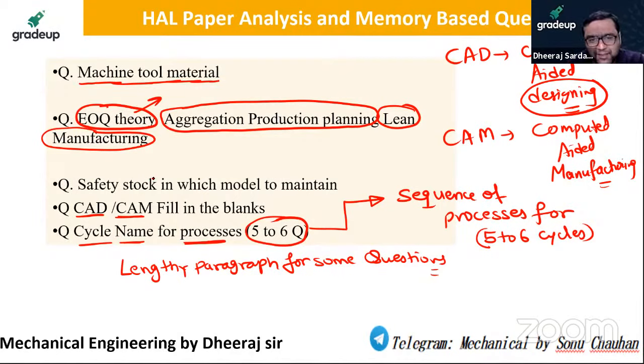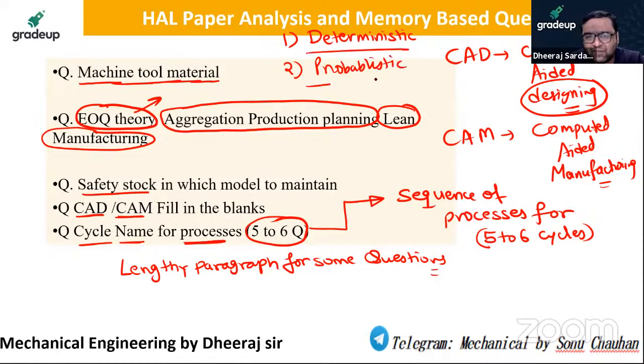At the same time, my dear, there was a question related to safety stock. There are two types of models we study in inventory. Some models are said to be deterministic models, and some models are said to be probabilistic models. They have asked that safety stock is required in which type of model. I want you to answer whether it is deterministic or probabilistic.